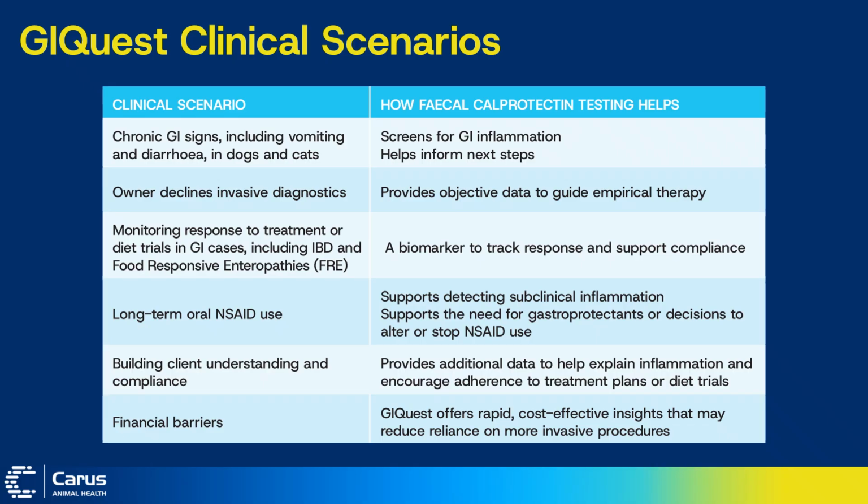The fact that it's an objective number and it takes it away from being what they see as subjective opinion really helps with that compliance to the next steps, whether that's then joining a diagnostic process. So maybe they just needed to see there was inflammation to agree to bloods or an ultrasound, for example. Or maybe they just want to try empirical therapy, but it just gets them on board with that.